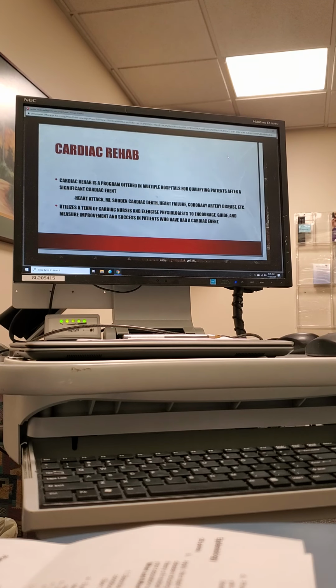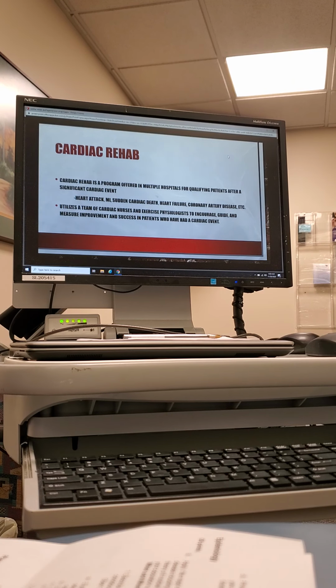So cardiac rehab, where you are right now, is not just offered here. It's a program that is offered in multiple hospitals for qualifying patients after a significant cardiac event. That includes a heart attack and an MI, which are 2 different things. Sudden cardiac death is kind of like an MI, but your heart completely stops, and you can do CPR. Sometimes you can get yourself back with CPR, sometimes you can't, unfortunately. Heart failure and all of the effects that come with that. You do not have heart failure, so that does not really apply to you.